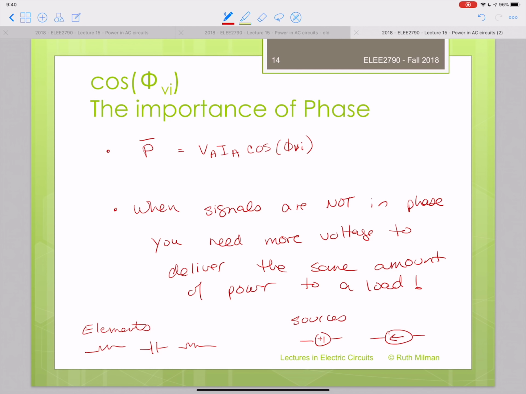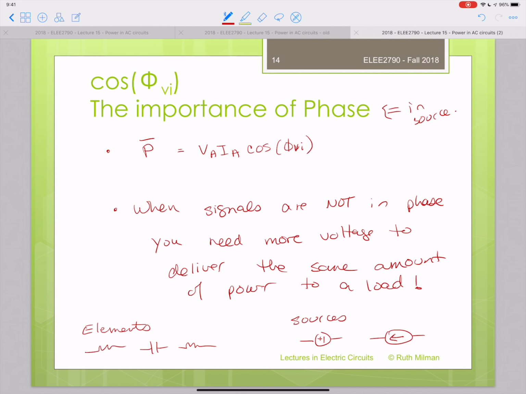The capacitors and the inductors, they're the energy storage elements. They can help us work more efficiently. But at the end of the day, the importance of the phase is really in the source. And the reason that the importance of the phase is in the source is because we can see that if in the source our voltage and current are as close to in phase as possible, then the power requirements are going to be as close to optimal as possible.